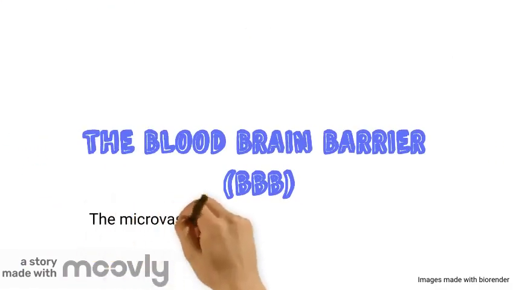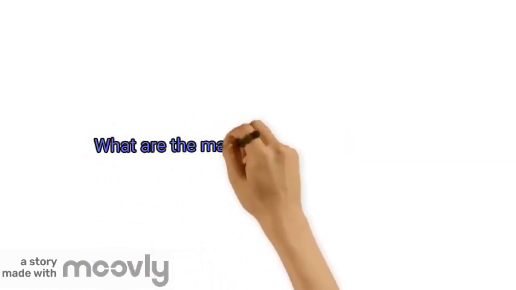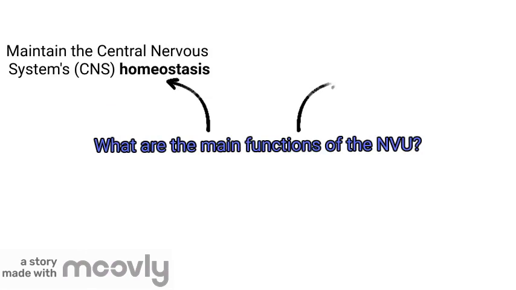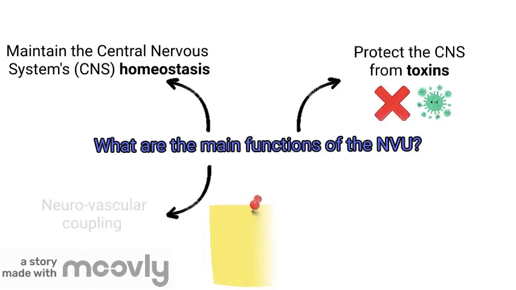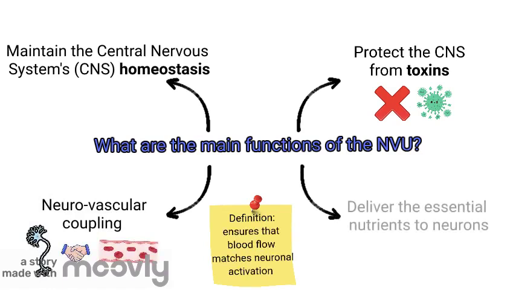These are the blood vessels which surround the central nervous system and form part of the neurovascular unit. So what are the main functions of the NVU? Firstly, to ensure the maintenance of the CNS's homeostasis. Secondly, to provide a defence to pathogens and toxins. NVU cells coordinate neurovascular coupling, therefore delivering essential nutrients to active neurons such as oxygen and glucose.